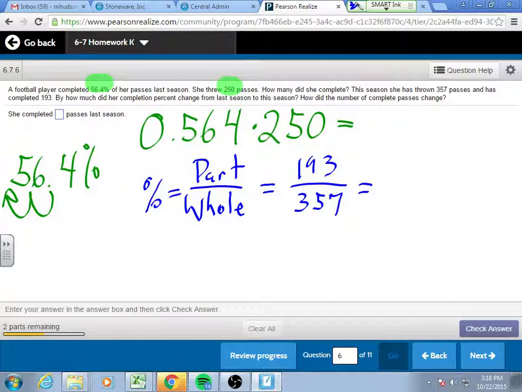So you do that to find the passes? We do that to find the percent of this year. Because my 357 and my 193, that's this year's. Whatever's in green up here, that's last year's passes.